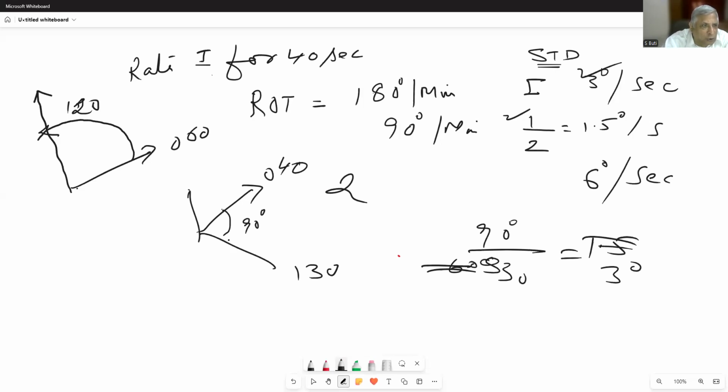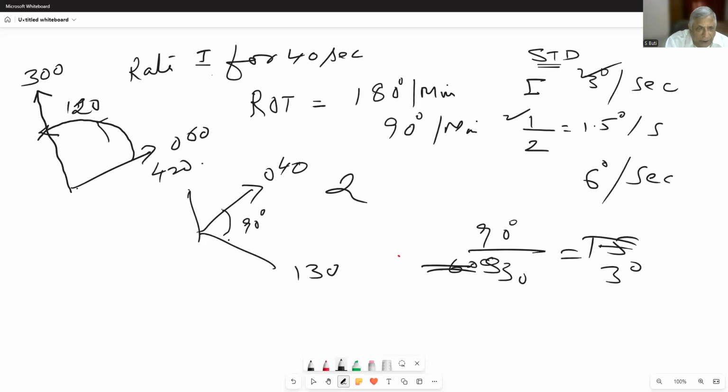060 can also be written as 420 degrees. When you are turning left, readings will decrease, and tell him I will roll out on 300 degrees. These are the types of questions which may be asked to you in the numericals.